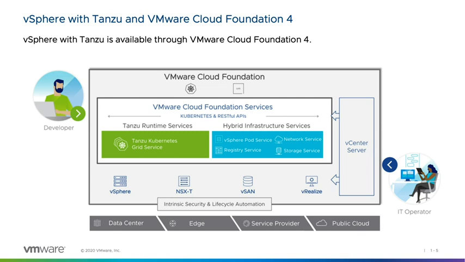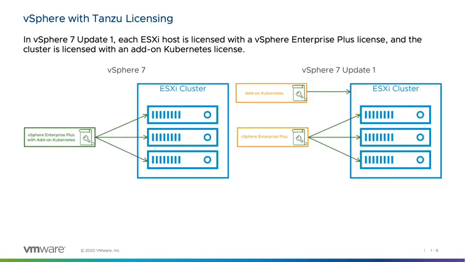vSphere with Tanzu is best run on VMware Cloud Foundation to provide the hybrid infrastructure services of vSphere Pod Service, Network Service, Registry Service, and Storage Service, as well as the Tanzu Kubernetes Grid Service to provision Tanzu Kubernetes clusters. In vSphere 7 Update 1, each ESXi host is licensed with a vSphere Enterprise Plus license, and the ESXi cluster is separately licensed with an add-on Kubernetes license.